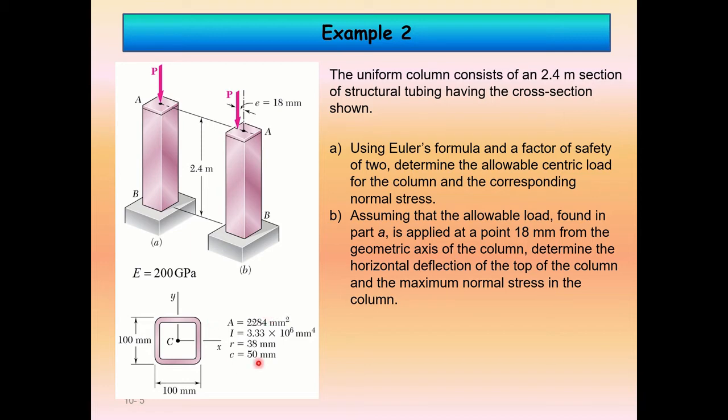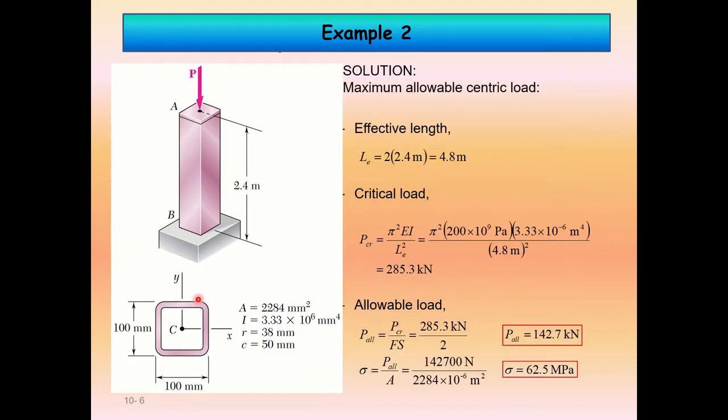This is the data given for this column. The effective length for this column, pin fixed, so the value K is 2. So this is the length of the column, 2.4. Then you need to times 2. So the L effective equal to 4.8 meter.